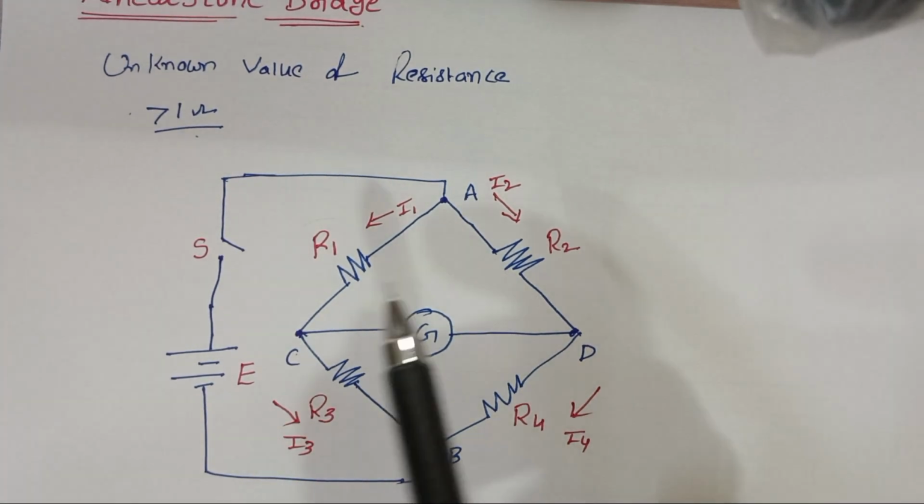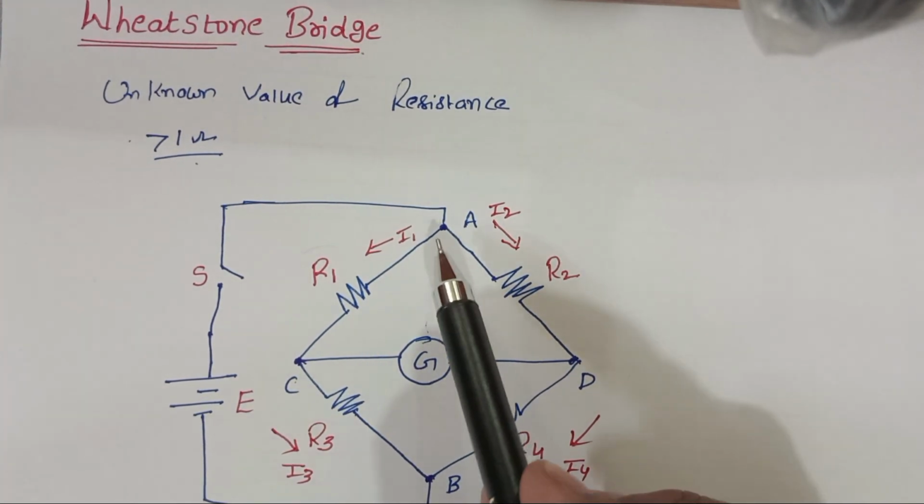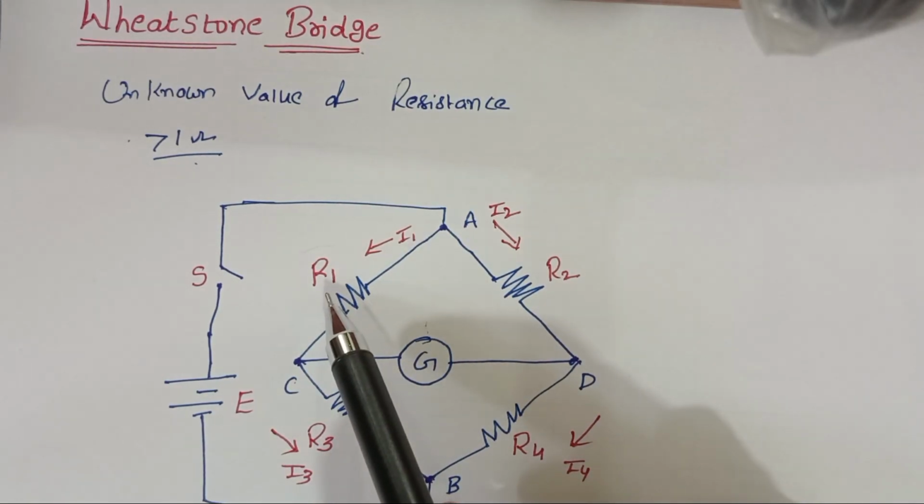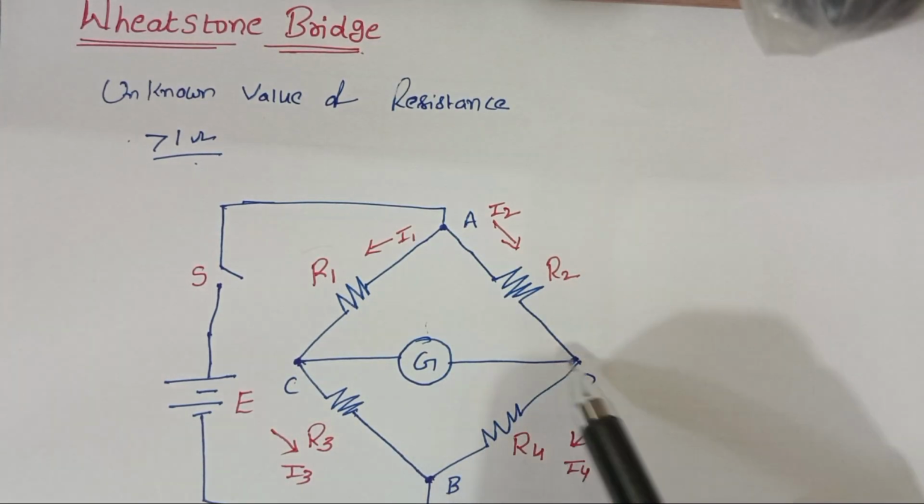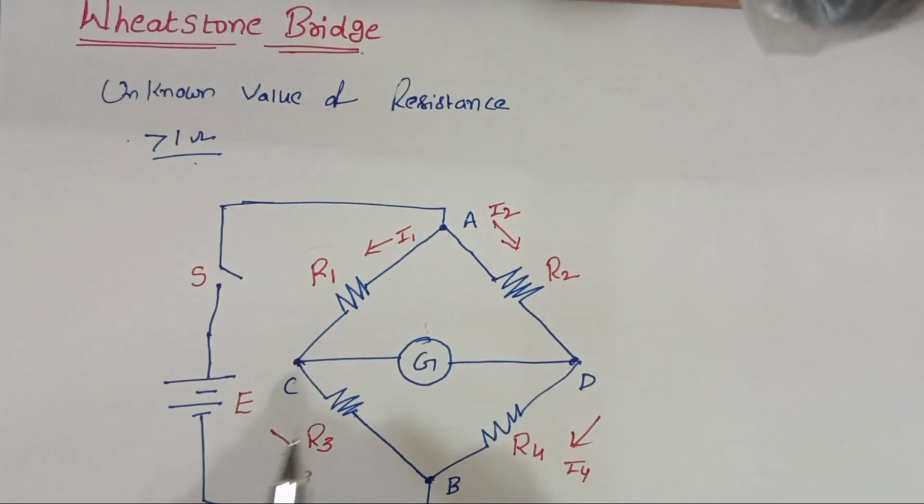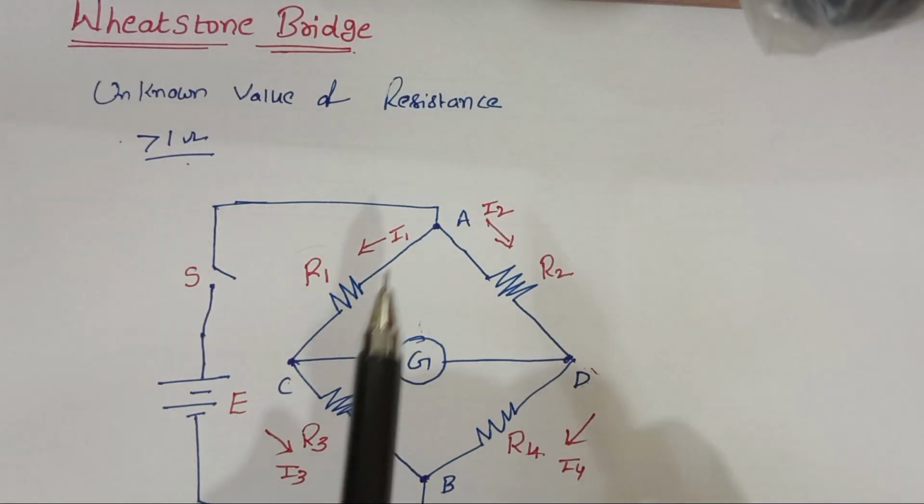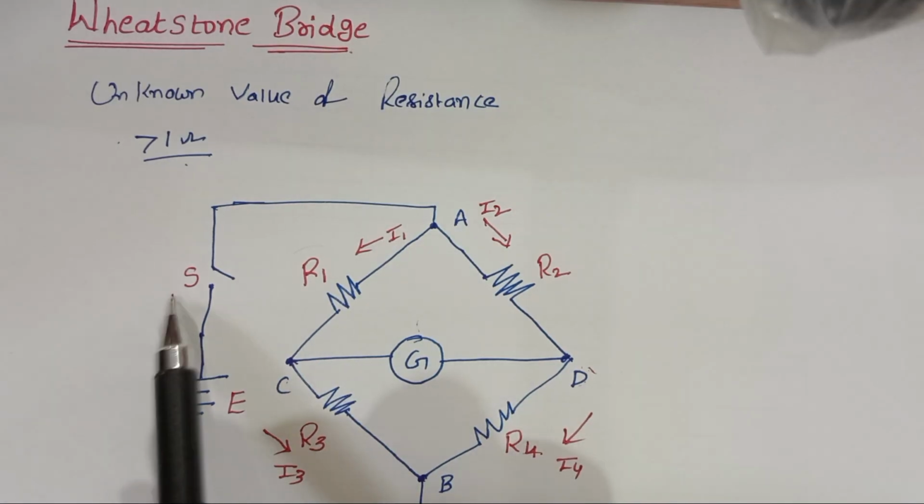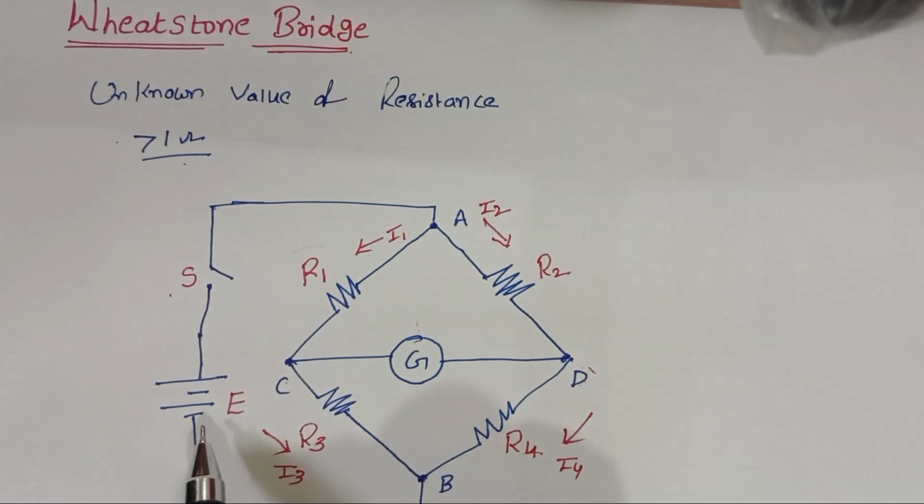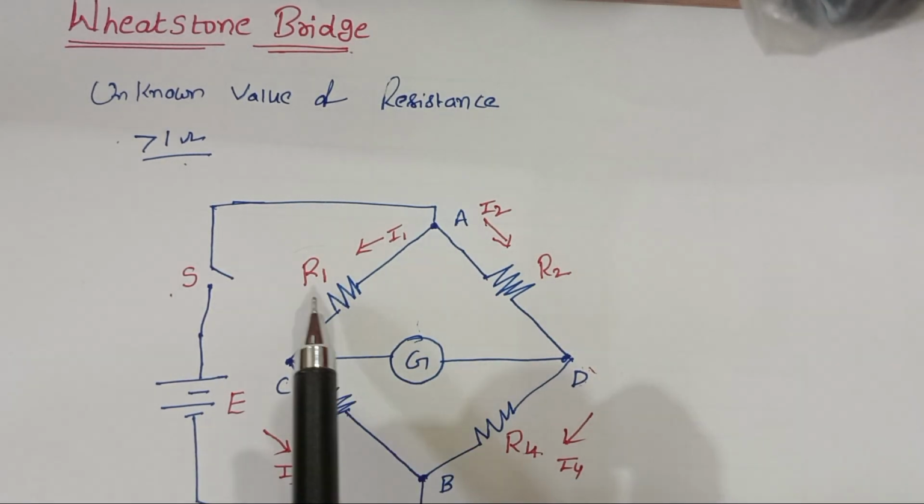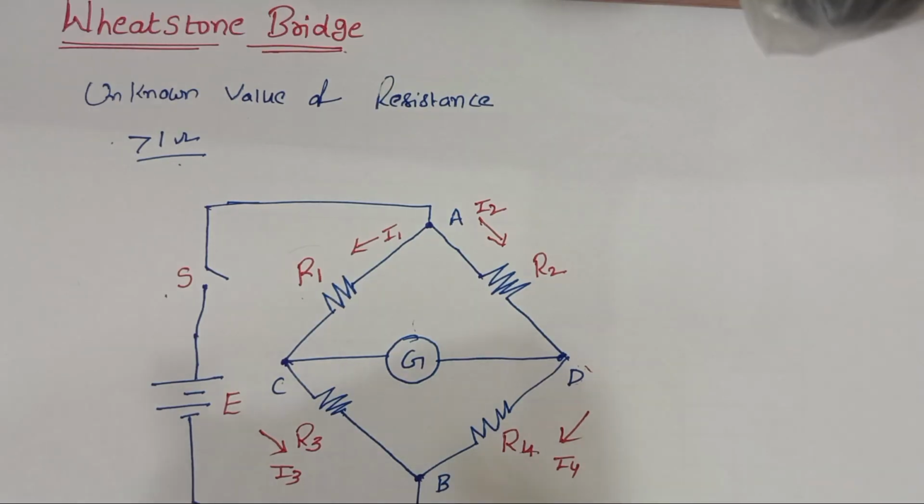Now from the construction point of view, between the terminals A and C we have resistance R1, between the terminals A and D we have resistance R2, between the terminals C and B we have resistance R3, and between the terminals B and D we have resistance R4. Between the terminals A and B, we have a switch and a DC source E. I1, I2, I3, I4 are the currents flowing through the resistances R1, R2, R3, R4 respectively. And between the terminals C and D, we have a galvanometer G.